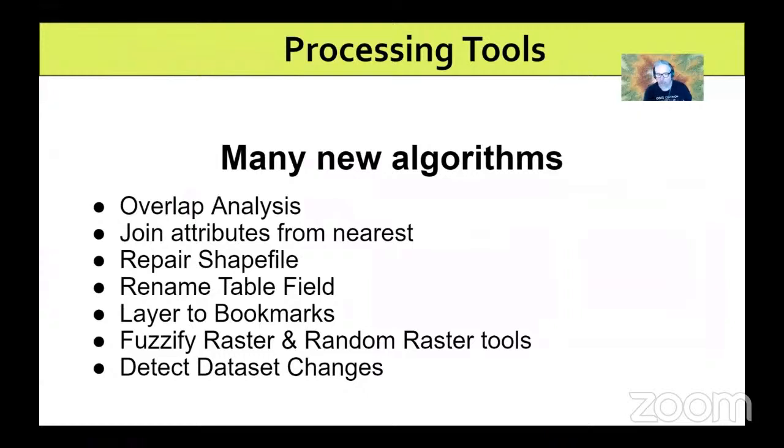Obviously, there's been a lot of work on bookmarks in recent releases, so there's now an algorithm that goes along with that to convert a layer to a bookmark. And there's a whole suite of fuzzify raster algorithms and random raster algorithms as well. And another one I think will get a lot of use is detect dataset changes. It lets you compare two datasets and see what the differences are in geometry and attributes between the two.